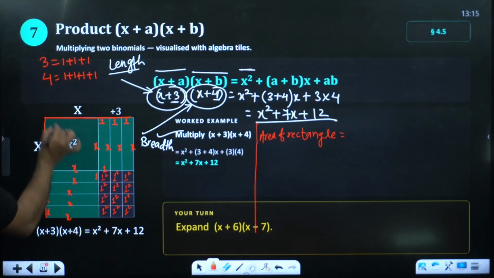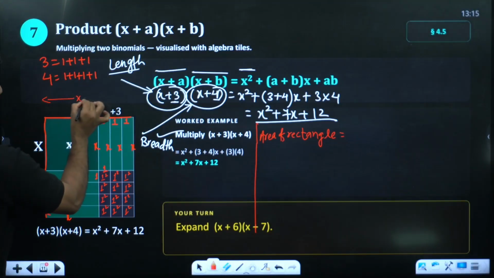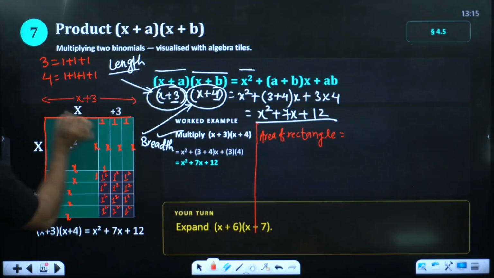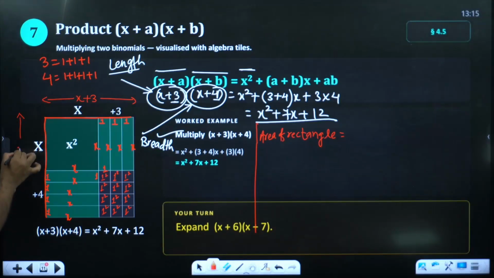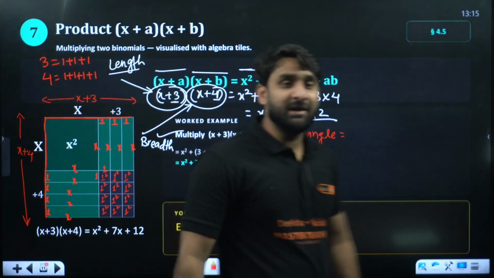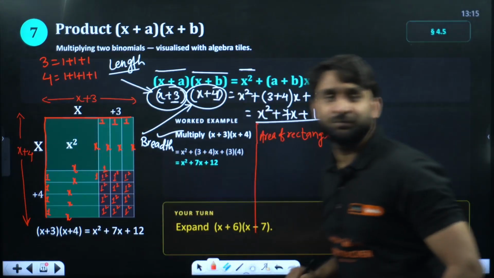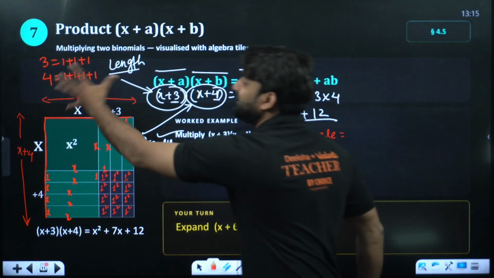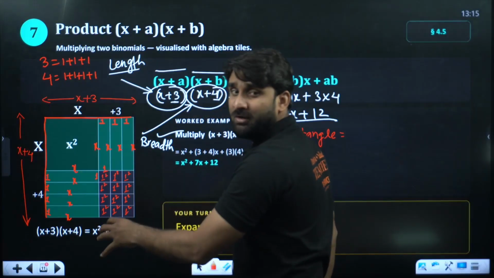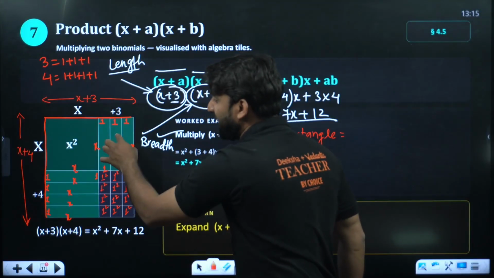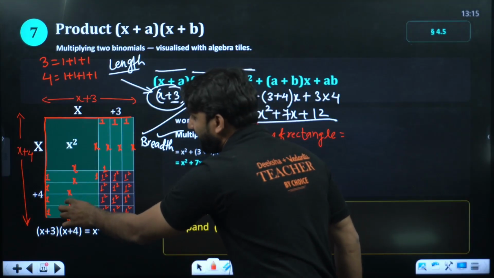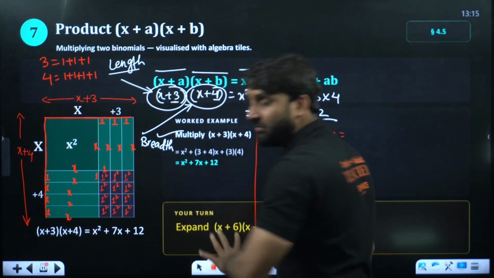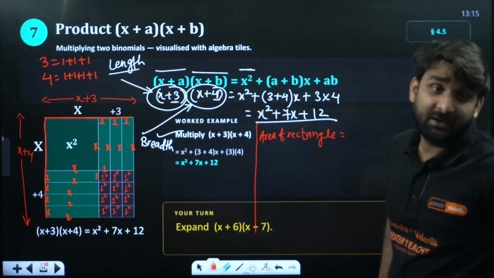Here the side is x plus 3 and here the side is x plus 4. So what will be the area? Length into breadth. The area of this bigger rectangle will be the sum of the area of this square plus these rectangles and these squares. Wow. Yes, my dear champion.